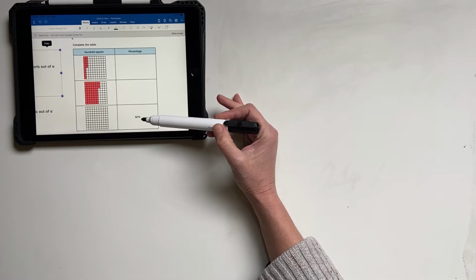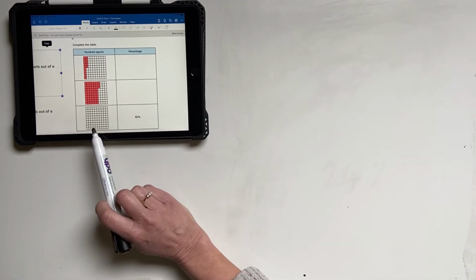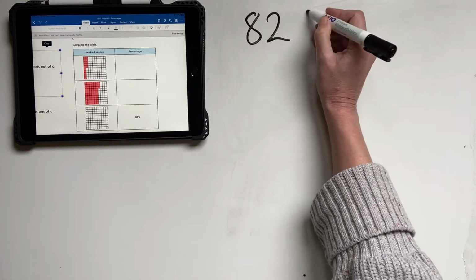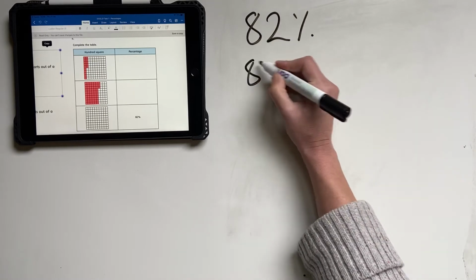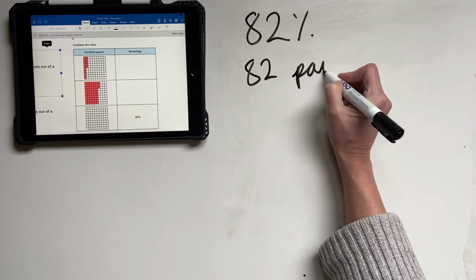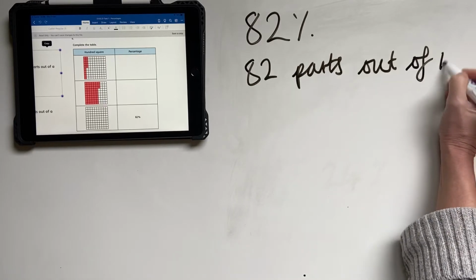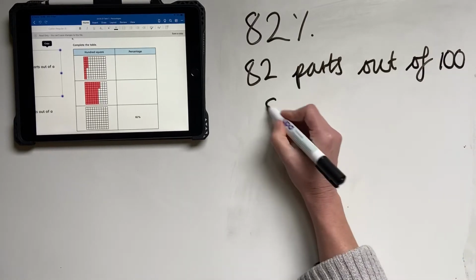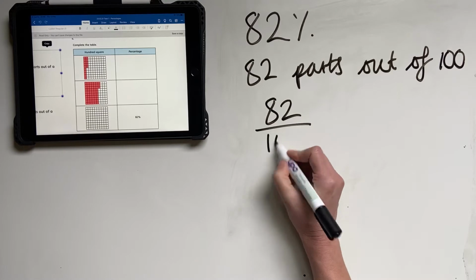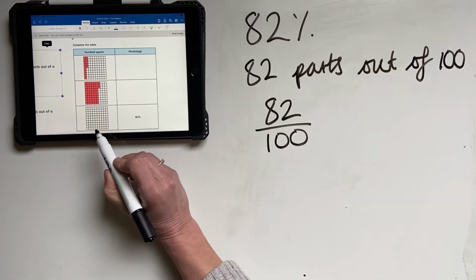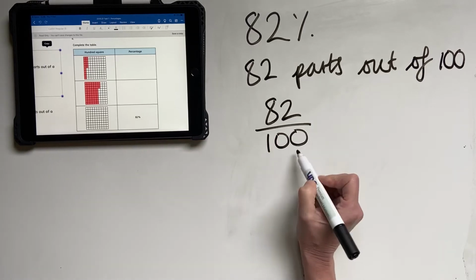82% is already written, so then you've got to colour in or shade in 82%. So what is 82%? 82% is 82 parts out of 100. So 82 out of 100 is 82 hundredths. So you've got to colour in 82 out of 100.